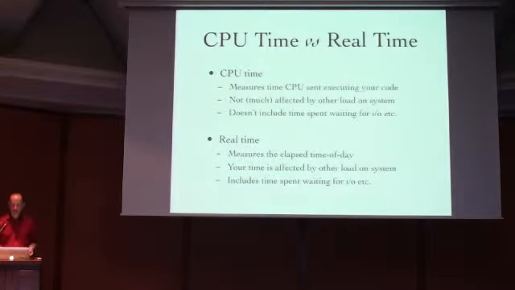So CPU time versus real time. The CPU time measures time actually executing your code, doing real work, and it's not much affected by the load on your system. It doesn't spend time waiting for I/O. Traditionally, CPU time has been used for a lot of profiling. But real time is kind of our time. It's real world time. It's how long you have to wait for something. So it is affected by the load on the system, but it includes the time spent waiting for I/O, waiting for the CPU, waiting for resources.